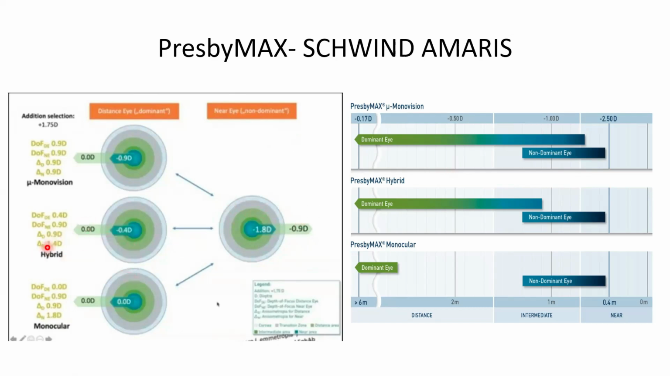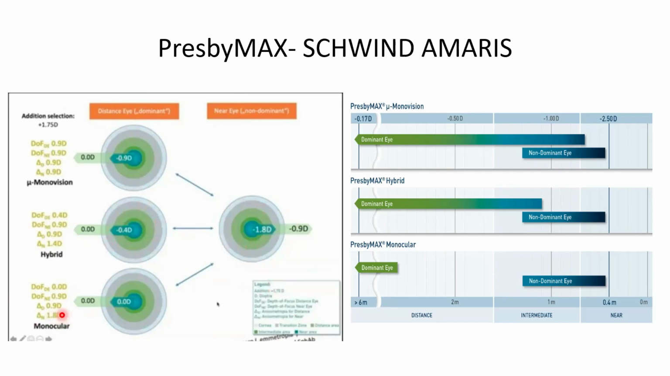Similarly, in the second type of treatment, which is the hybrid treatment, the near part in the distance eye is going to be only minus 0.4 diopters. So very minimal near vision. The patient is going to get some amount of intermediate vision. For distance, the patient is going to be plano, so he will have great distance vision. In the non-dominant eye for the hybrid treatment, the parameters are the same.